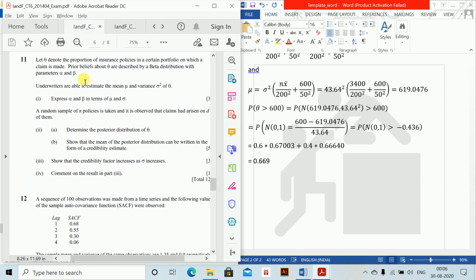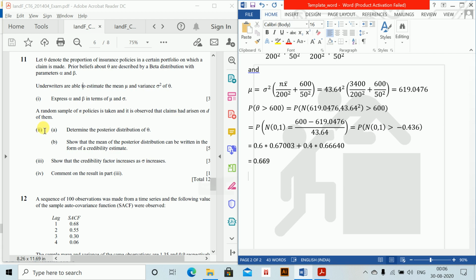This question: let theta denote the proportion of insurance policies in a certain portfolio on which a claim is made. Prior beliefs about theta are described by a beta distribution with parameters alpha and beta. Underwriters are able to estimate the mean mu and variance sigma squared of theta. Express alpha and beta in terms of mu and sigma.